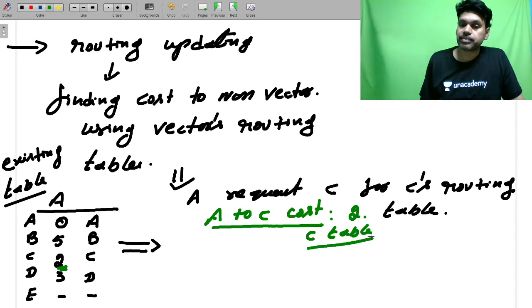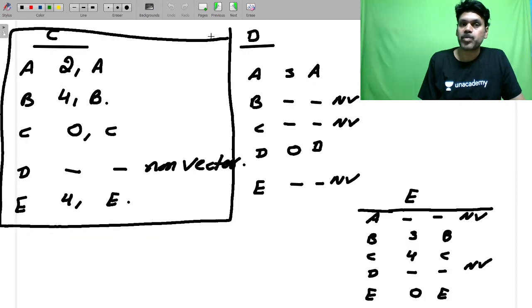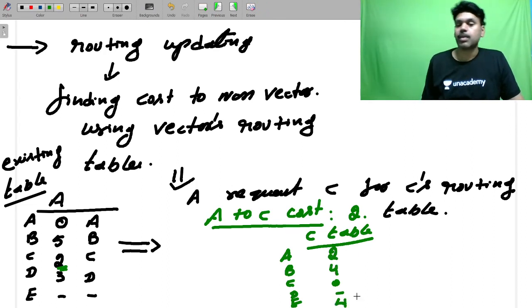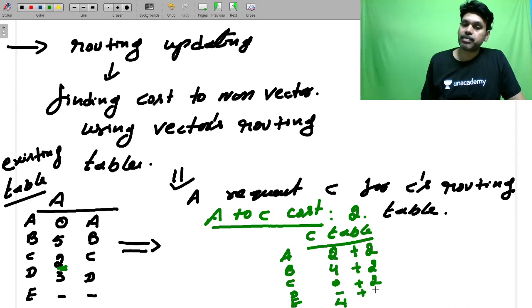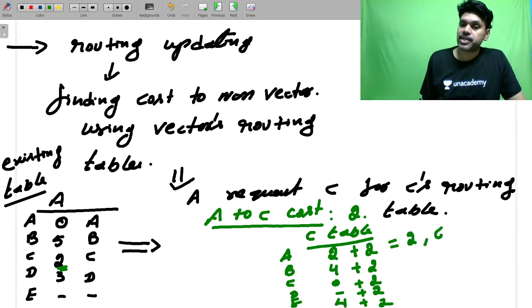What is the C routing table? Your C table is 2 4 0 null 4. Okay. Now listen carefully. Take this cost 2, add it to this, plus 2, plus 2, plus 2, and plus 2. After adding, you get one value. What is the value? It is 2, then 6, then 2, then 6, 2.